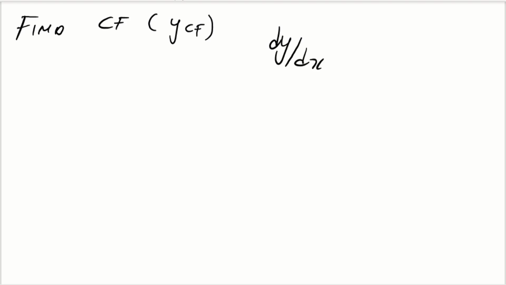Okay, so the next example, you are required to find CF, your complementary function, the general solution of CF. We normally write it as YCF. You are required to find a general solution of this equation: dy over dx squared minus 16y equals 0.